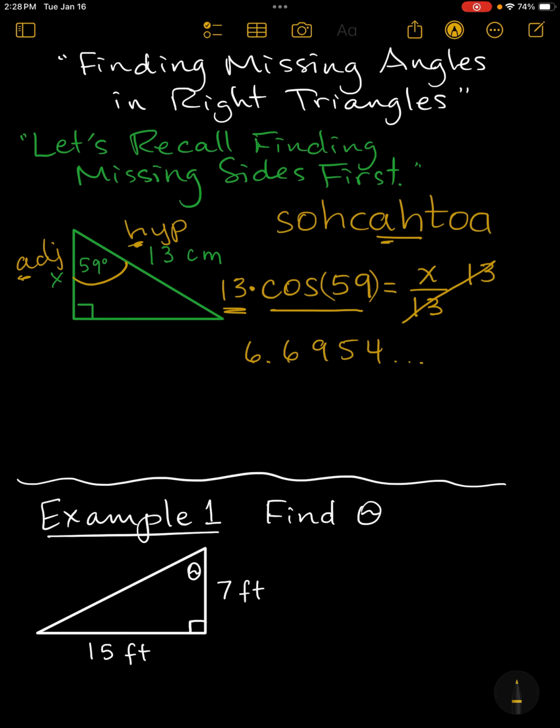Normally we round to the nearest tenth, so that's 1 decimal. You check the very next digit. If it's 5 or higher, that means we round up. So x is approximately, we round off, to 6.7. We ask ourselves, what are we finding? It's a side, and that would be measured in centimeters.